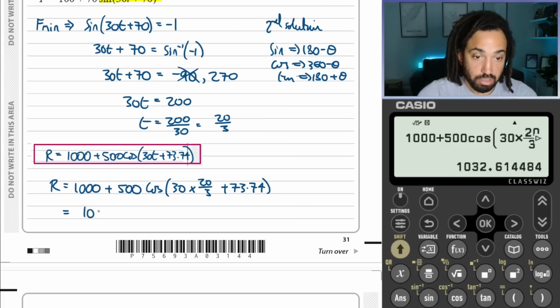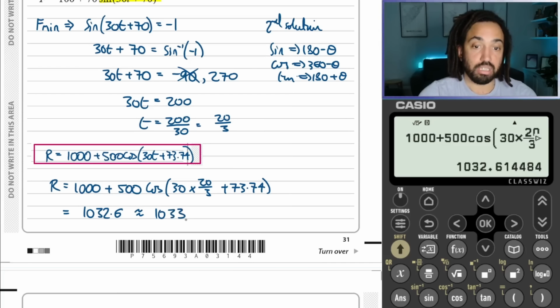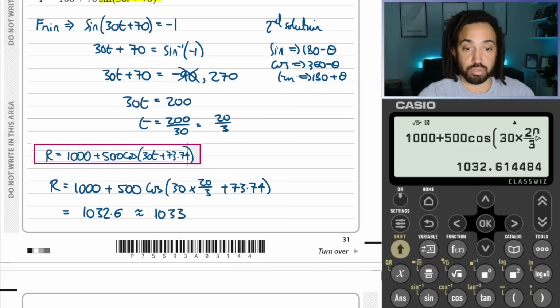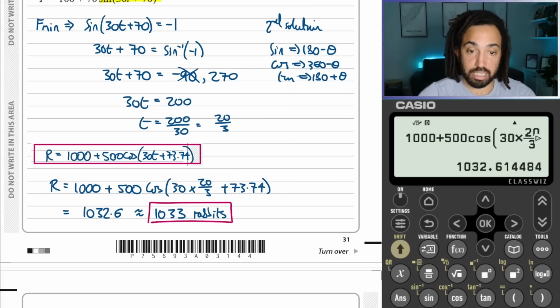Okay, this gives us 1032.6, which, given it's a number of rabbits, we need to have a whole number. So we're going to round that up to 1033 rabbits. And that will complete that question.